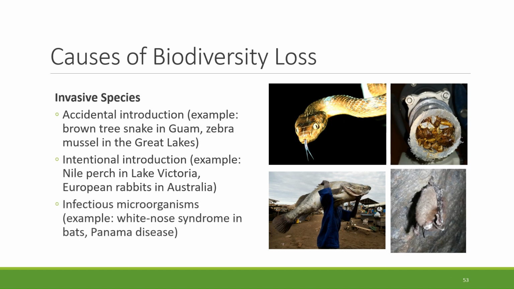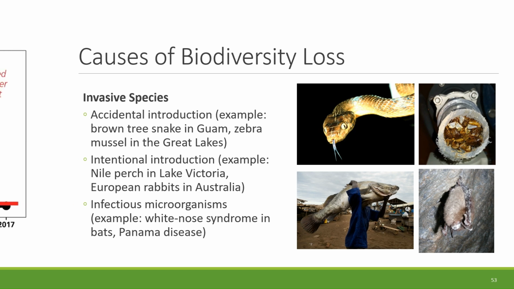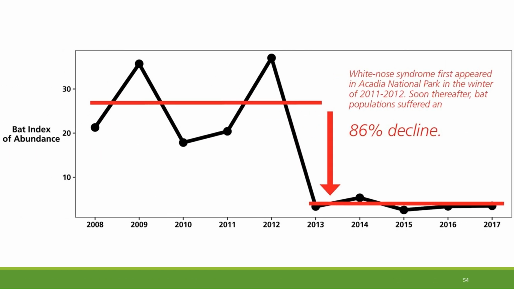And then a final type of invasive species that sometimes gets overlooked is infectious microorganisms. So bacteria and fungus are living organisms too, and therefore they are technically invasive species when they're transplanted from one area to another. An example is white nose syndrome in bats, which is caused by an infectious fungus that was introduced to North America from Europe, and it has led to steep declines in bat populations. There have been several bat species that are now on the verge of extinction as a result.